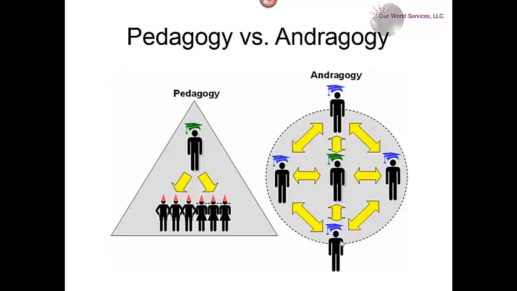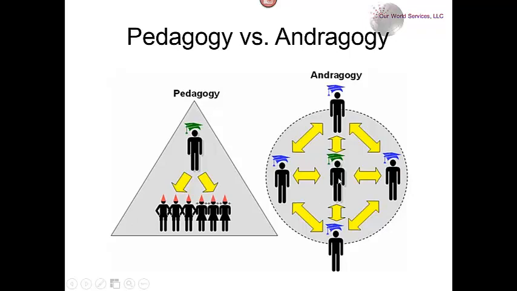So when we come down to pedagogy versus andragogy, we also have to remember something else. In pedagogy, you have the authority figure of the instructor, and there's a one-way flow of information. You're the authority, they're the students, absorbing the information you're giving them. Andragogy puts this a little bit differently. Believe it or not, the entire principle of andragogy is that learning happens in all directions.